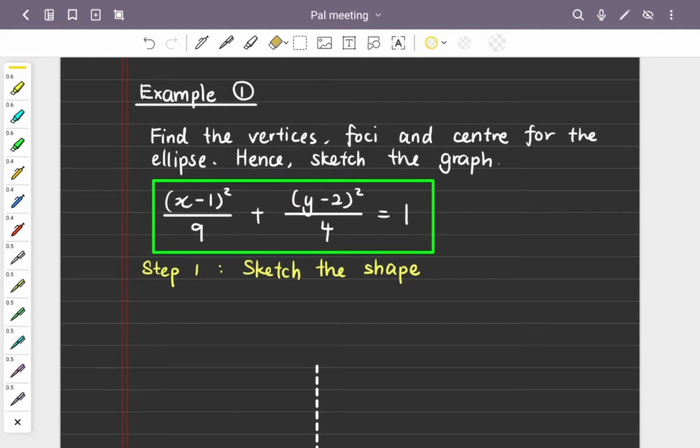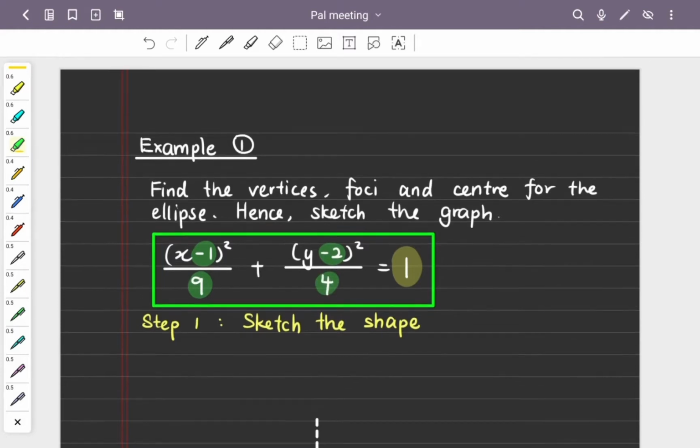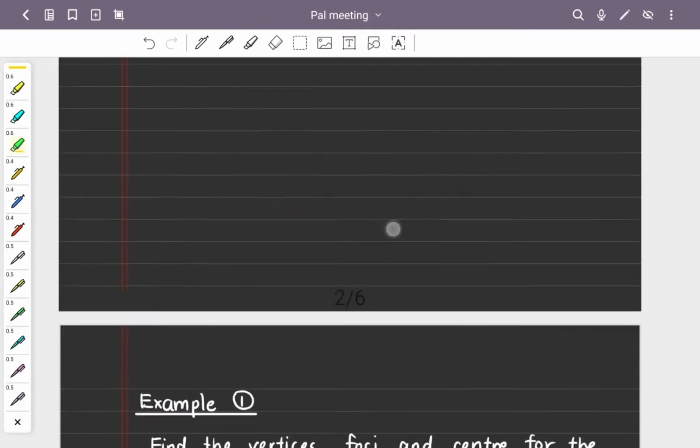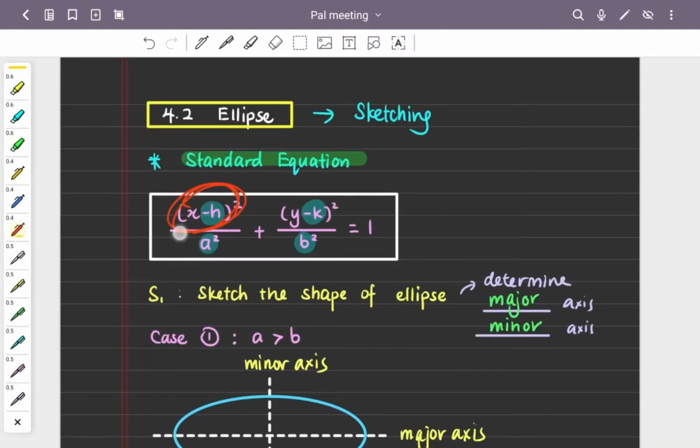Okay, so the standard equation is given, and first thing first, we need to make sure your right hand side equals 1, and this is already 1. So this is the standard equation. Still remember the information that we need is the H, the K, the A, and also the B, right? One thing I forgot to mention in the first video is that the one with X is always H, the one with Y is always K.